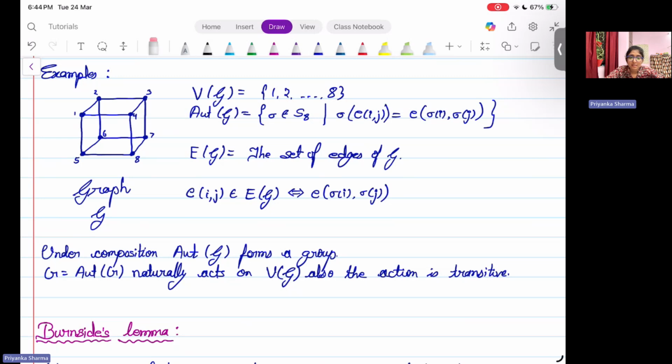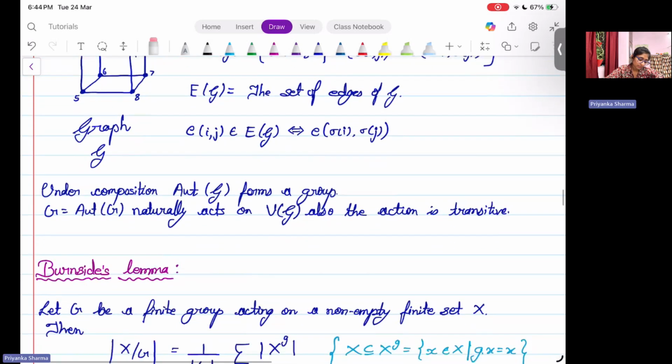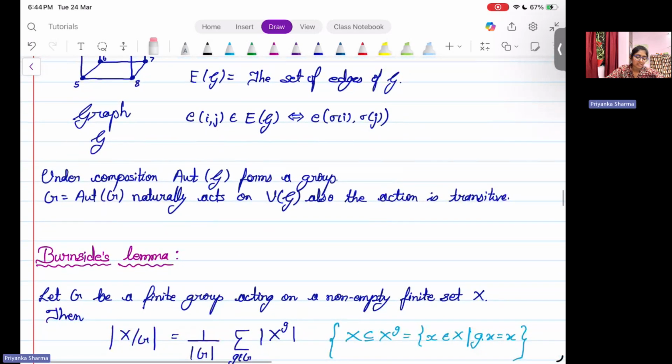So this is the group of all automorphisms of the graph G. This is actually a group. So for this group, we can define a group action. So yeah, the automorphism group of G forms a group under composition, because here we are taking maps actually. So the group operation will be the composition of maps, and this group acts on the set of vertices. And we can also check that the group action is transitive.